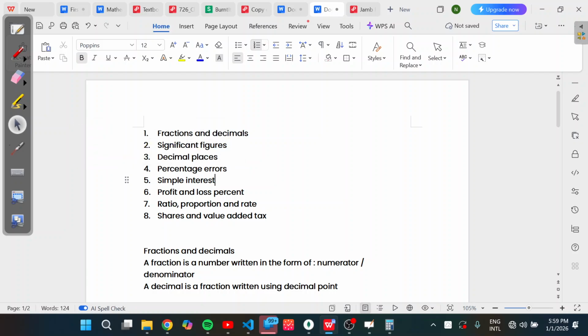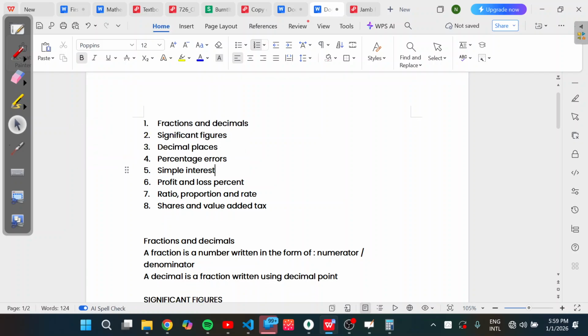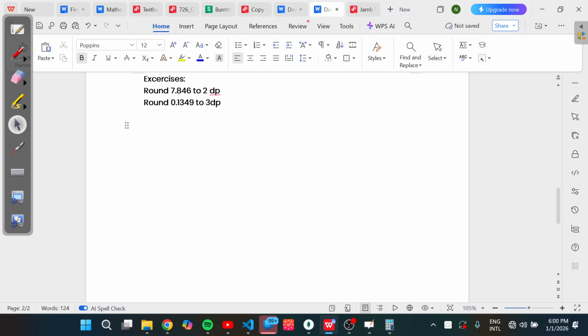We're moving on to percentage errors. This is an interesting topic, so stay tuned. Percentage errors. They show how much an approximation differs from the exact value. This is the percentage sign, so wherever you see this, I'm referring to percentage.